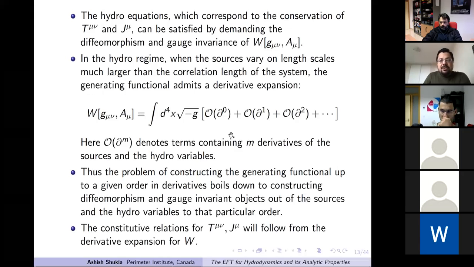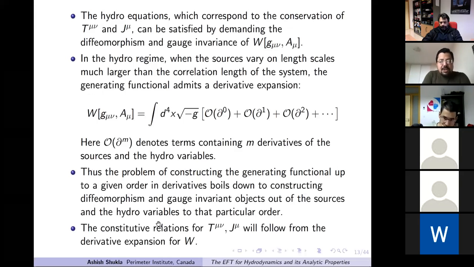Basically, given your hydrodynamic variables mu, T, u mu, the chemical potential, temperature, and the fluid velocity, and the sources, the metric and the vector field A mu, you have to construct at a given order in derivatives all possible scalar invariants that you can then put inside this generating functional with various coefficients that will sit in front of these terms, which are called the thermodynamic susceptibilities of your system.